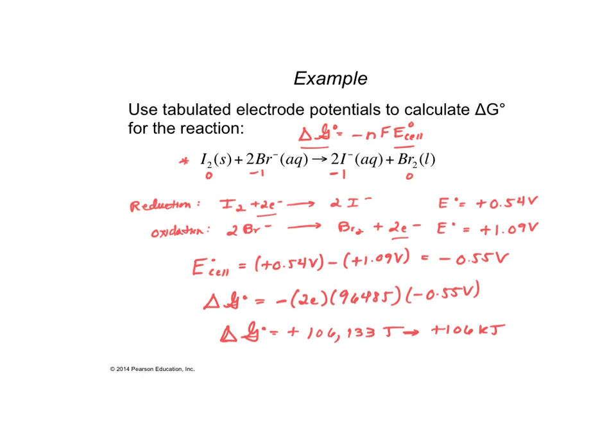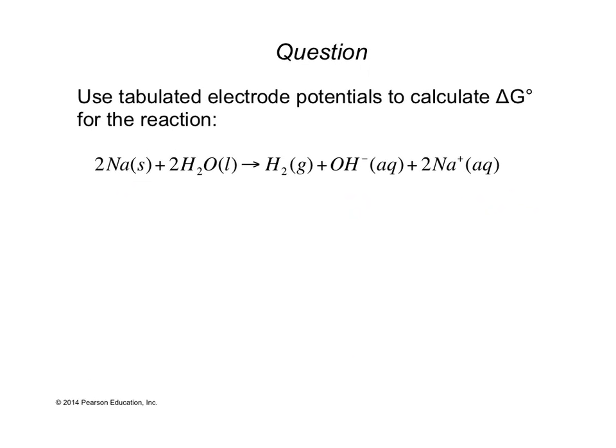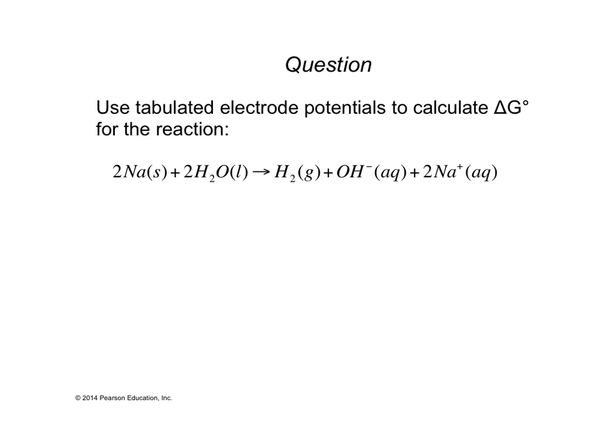Okay, so let's go ahead, we'll try that. This is a little bit hard. So I've got sodium reacting with water, forming hydrogen, hydroxide, and sodium +1 ions. I want you to calculate delta G for this reaction. People having trouble finding the half reactions? No? Okay. They're there, or at least one of them.